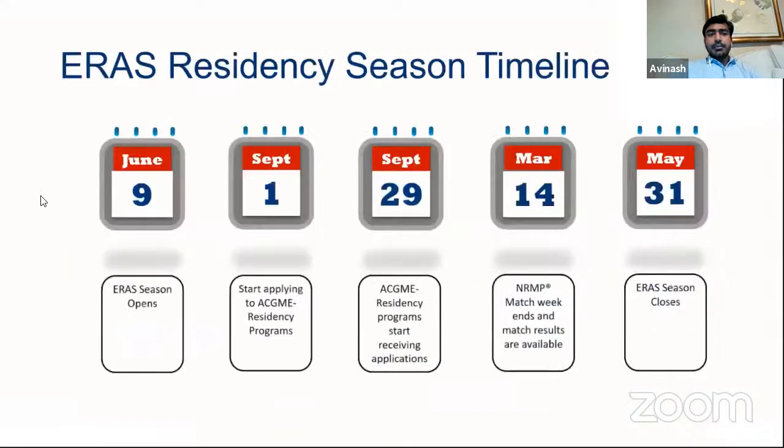This is a timeline. On June 9, the ERAS season opens. You have to buy a token from ecfmg.org on September 1. We have to start applying to residency programs, either internal medicine or surgery. And on September 29, the program directors will review your documents and send interviews.